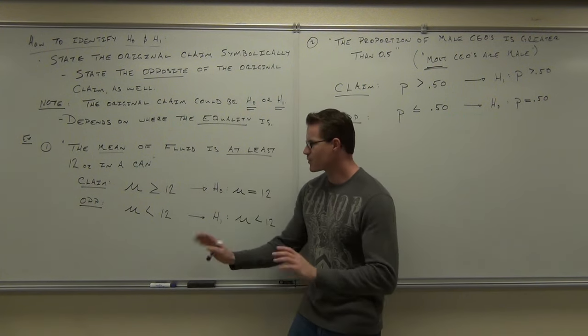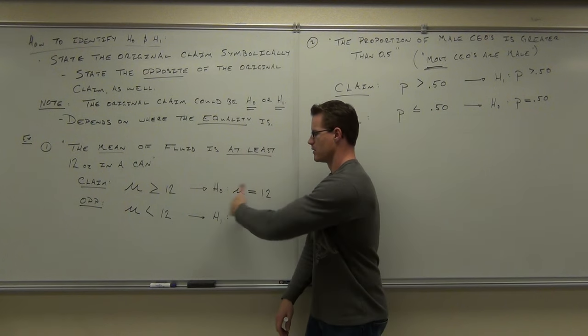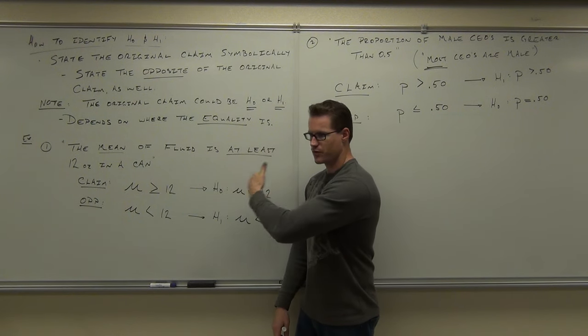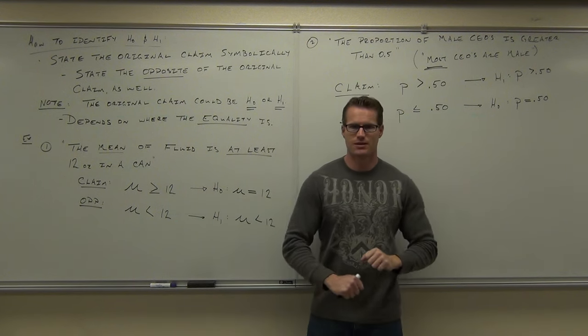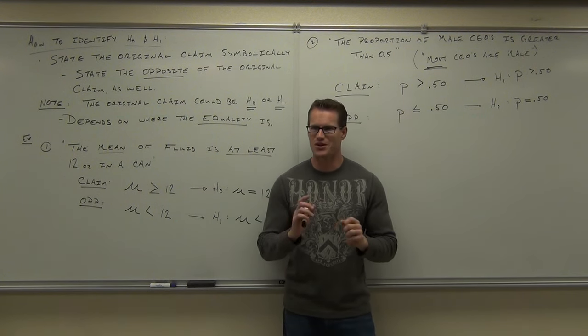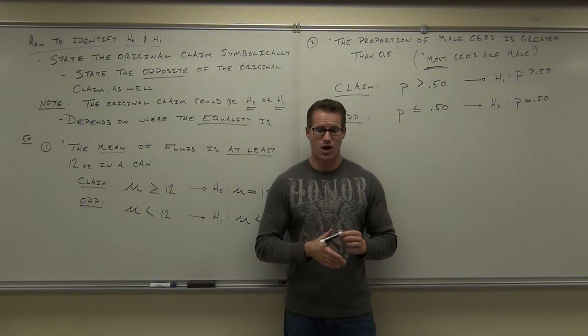You can never prove anything about H sub 0. You can only prove things about H sub 1 by disproving H sub 0. That's the whole idea. I know it's reverse logic, right? Because we're used to going, oh, we want to prove this.